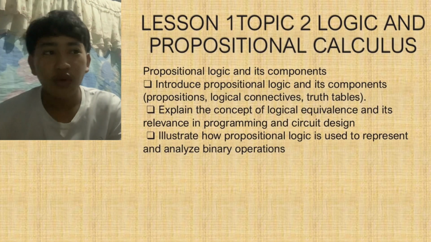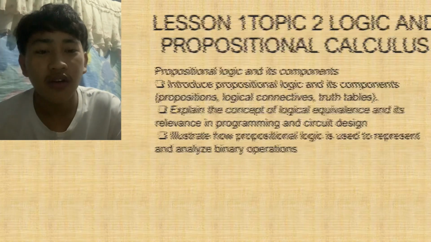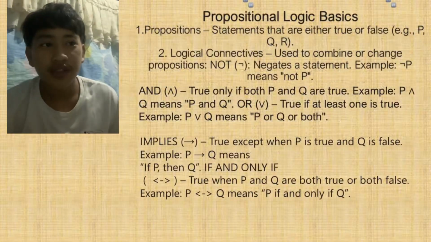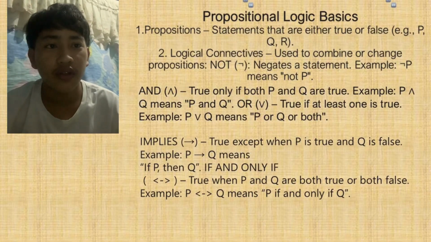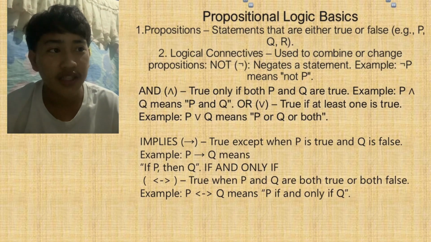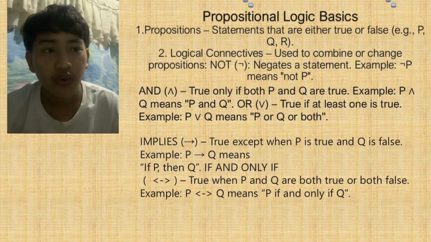Lesson 1, topic 2: logic and propositional calculation. Number 1, propositions are statements that are either true or false. Number 2, logical connectives are used to combine or change propositions. Not negates a statement. Example: not P. And: P and Q is true only if both P and Q are true. Or: P or Q is true if at least one is true, meaning P or Q or both.